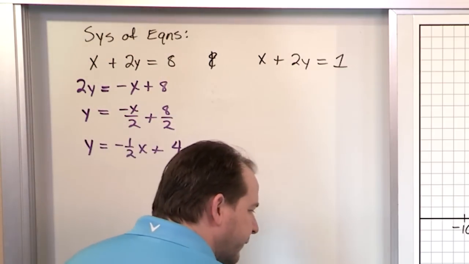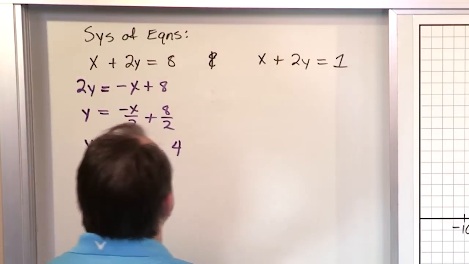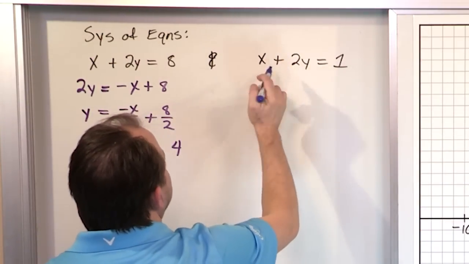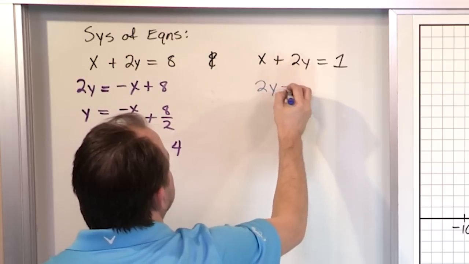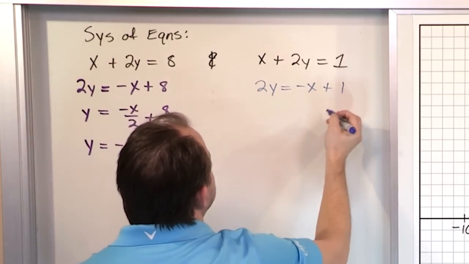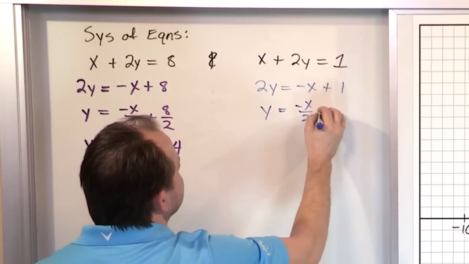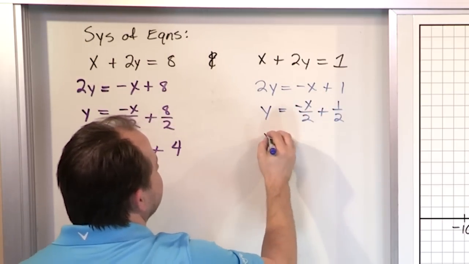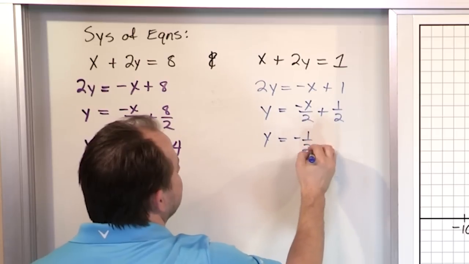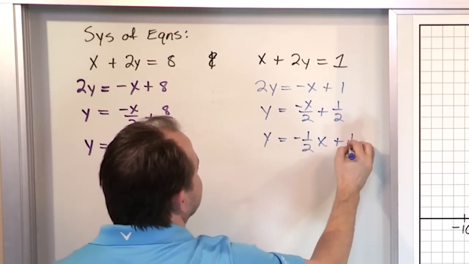All right, so then we go over to the second equation here. I'm going to solve for y again. So it'll be 2y equals negative x plus 1. Here I'm going to divide by 2, and it'll be negative x over 2 plus 1 over 2. So just to rewrite it, it'll be negative 1/2 x plus 1/2.